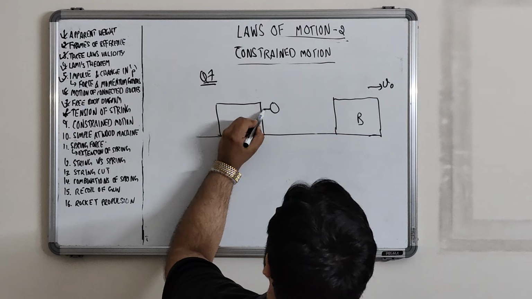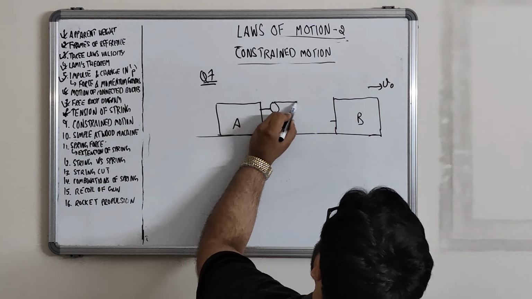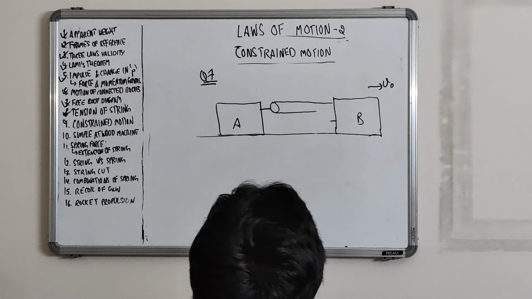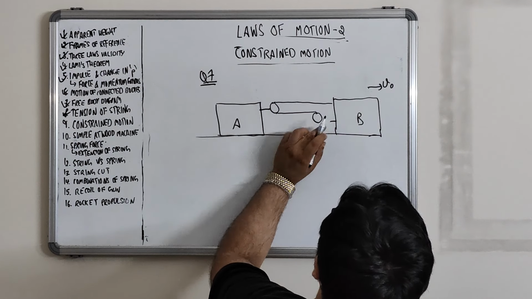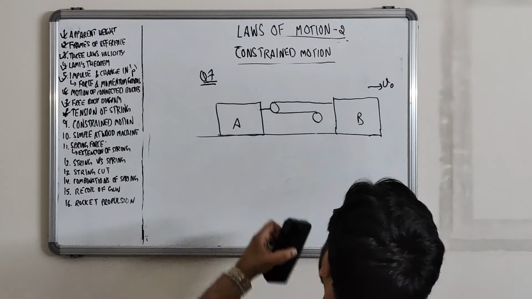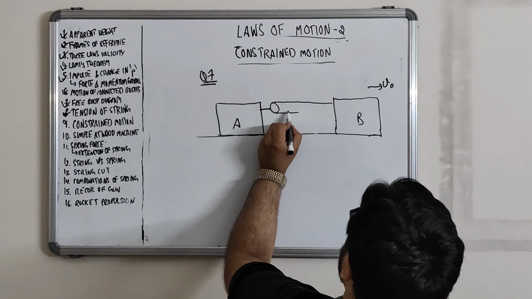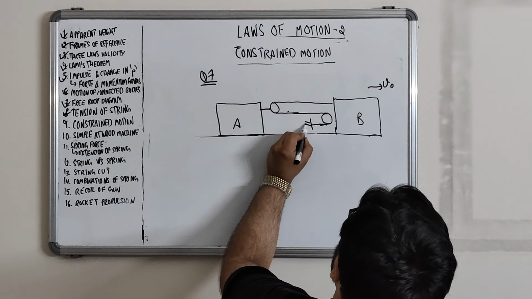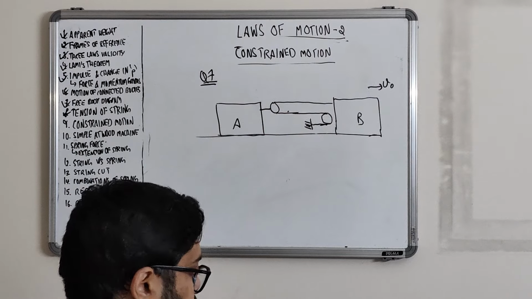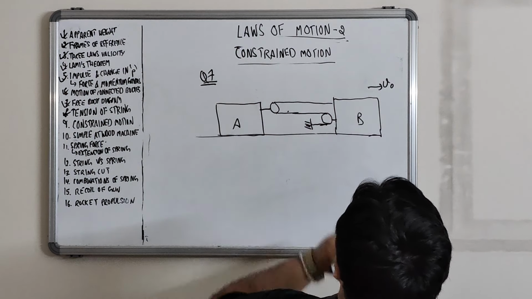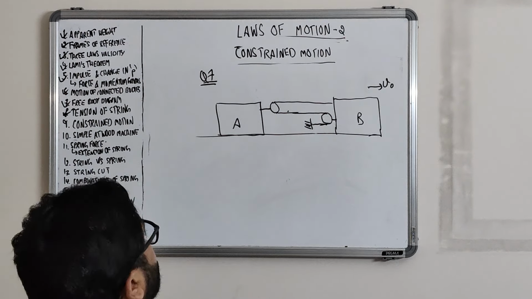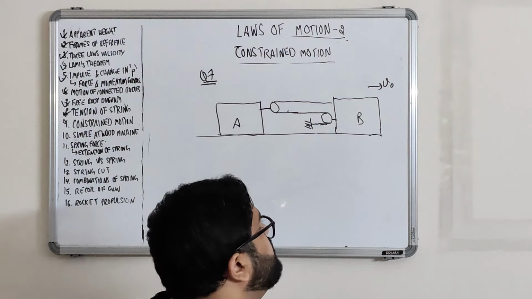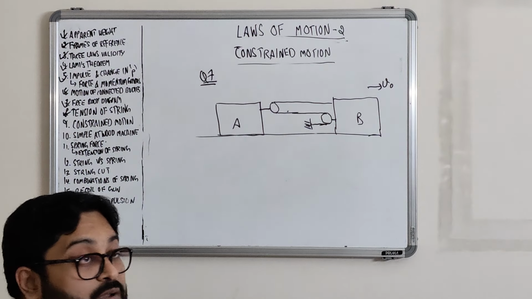We have a pulley here and a pulley here. Let's make it a bit longer. We have a pulley here, and I have a pulley here. Now you have to note this is just one string. So constrained motion is being applied.